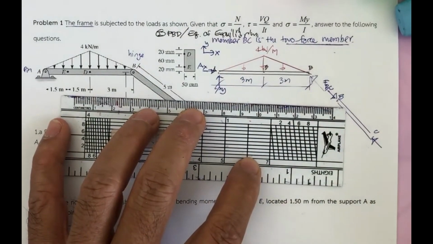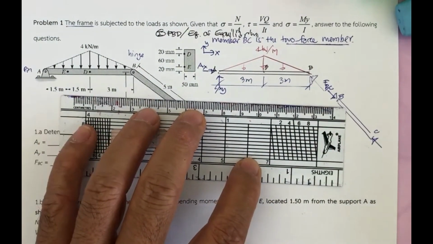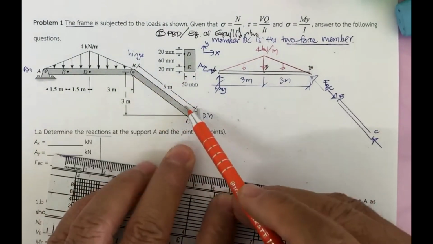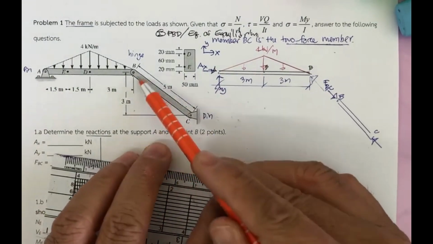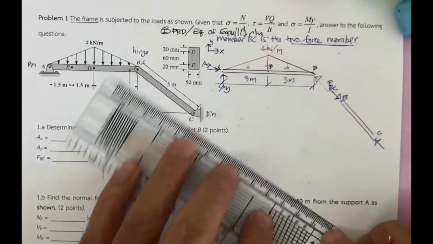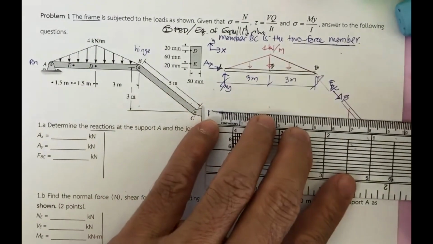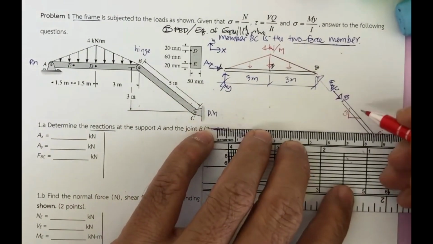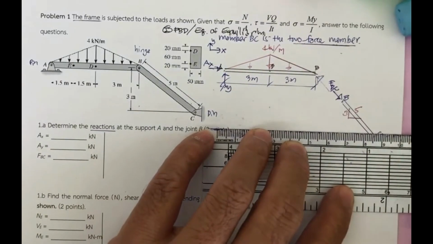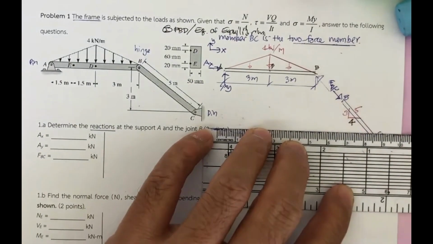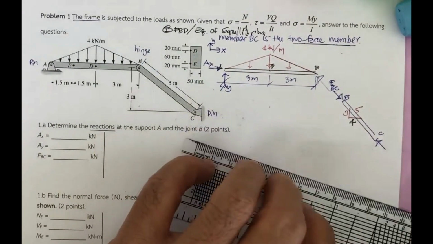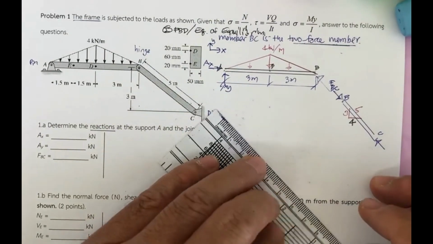And also the direction of the member BC. This is 3 meter, this is 5 meter. So according to the ratio here, as we know, this is going to be 3, this is 5. So everybody knows that this is going to be 4. Okay, this is the free body diagram of the structure.